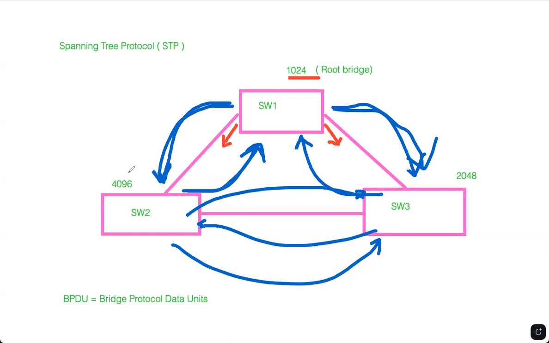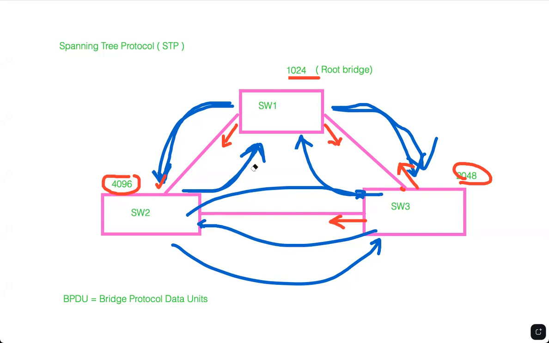Now the next lowest priority is 2048. So 2048 is the secondary best switch in the network. So this will also not block the port because this is the second priority, right? So this one will be put in the forwarding state and this one in the forwarding state. Now we have switch 2 with the highest priority. That means it is considered the least likely switch to be the root bridge. So because of the highest priority, this one will not be used. So now we have either this port or this port to be blocked.